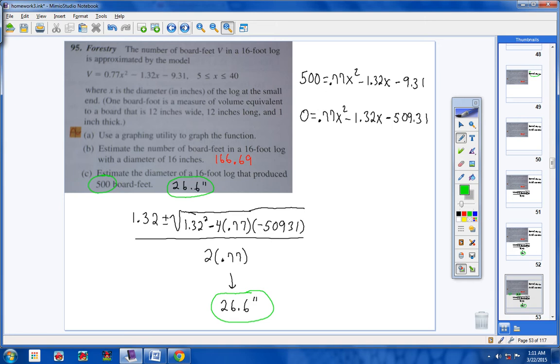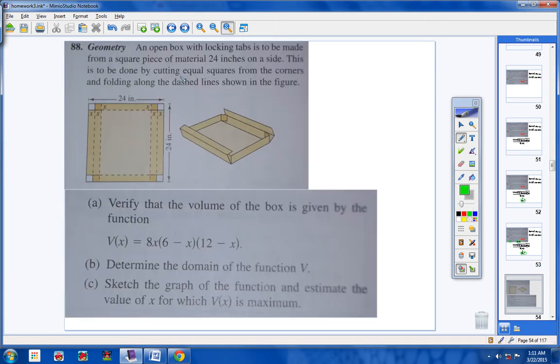All right, moving on to number 88. Now this is a pretty tough problem, so if you pay attention, I can help you, but really pay attention. An open box with locking tabs is to be made from a square piece of metal 24 inches on a side. This is done by cutting metal squares from the corners and folding along the dashed lines as shown in the figure. So we're going to take away 2 x's here and fold it up like this, and then also fold it over so it comes over and probably folds down in there into a little tab. Same thing with this side.